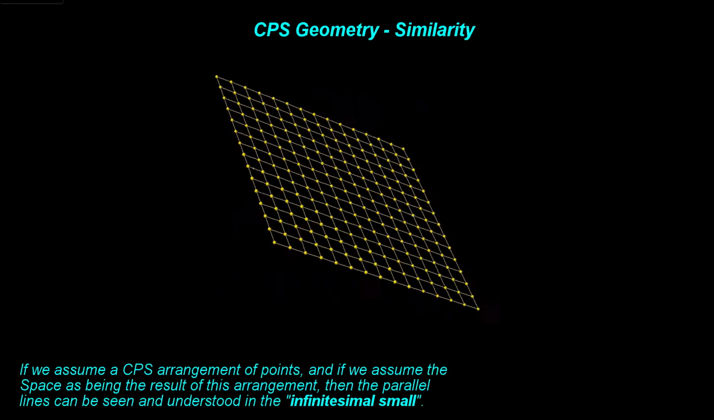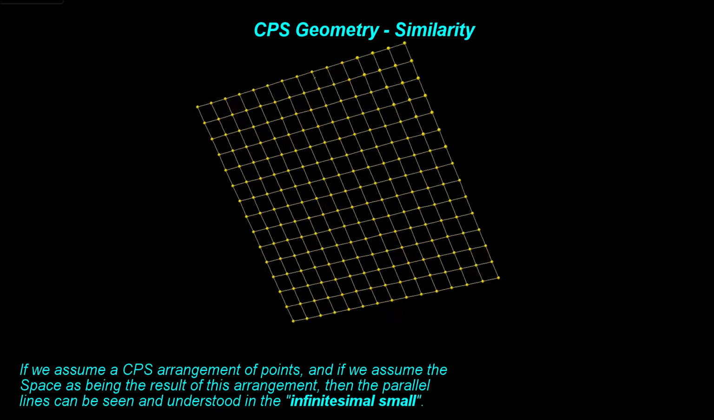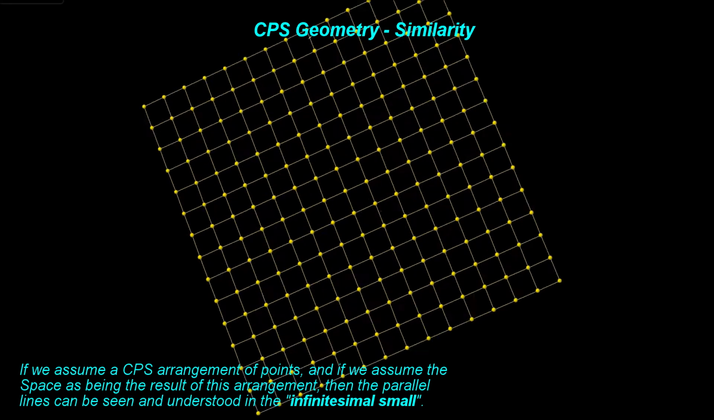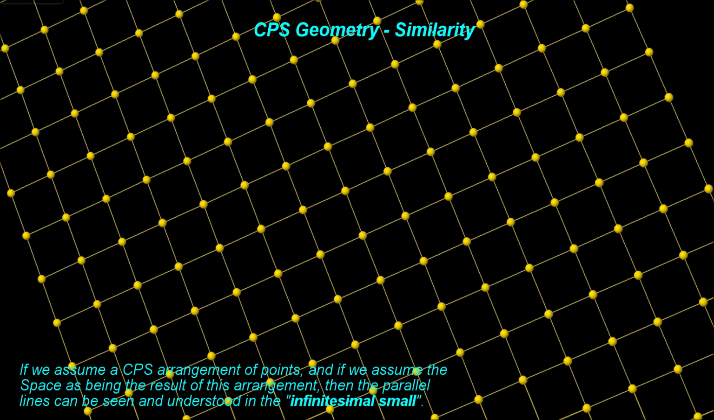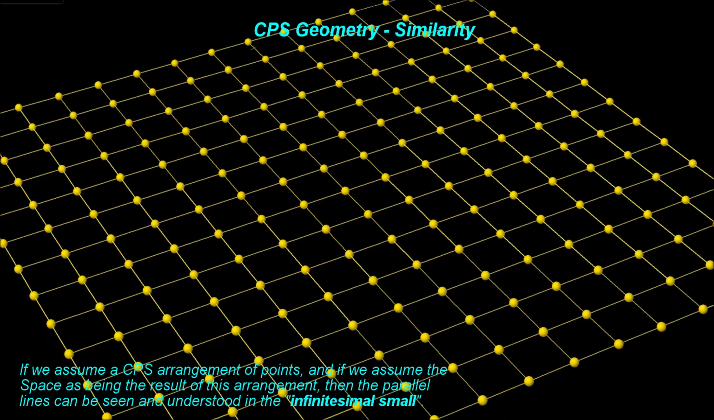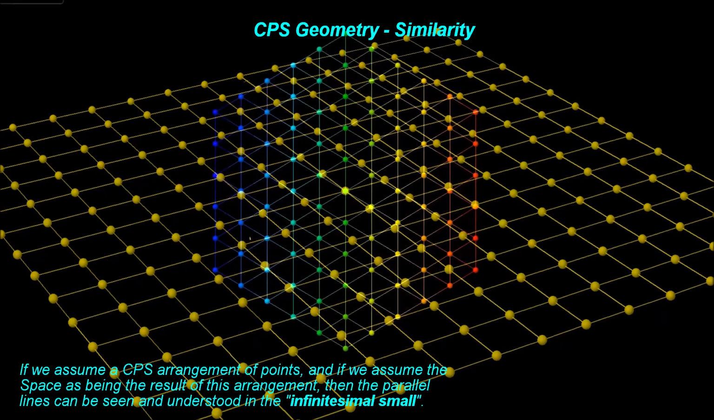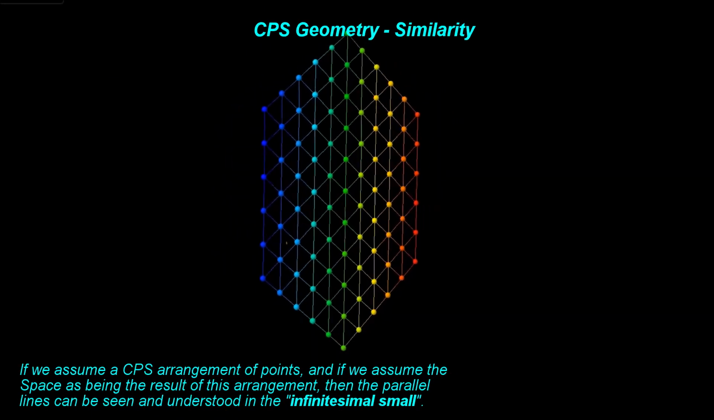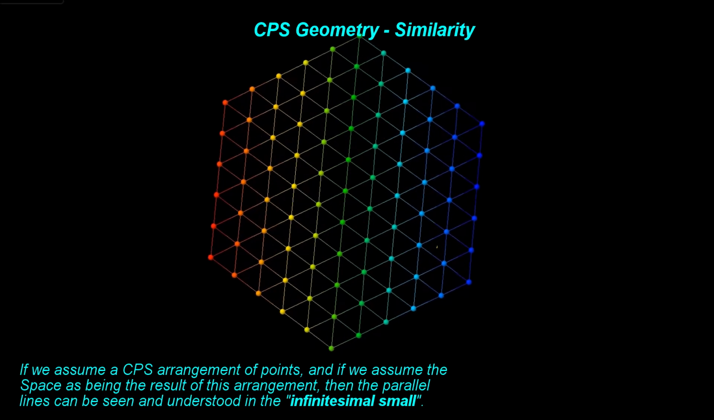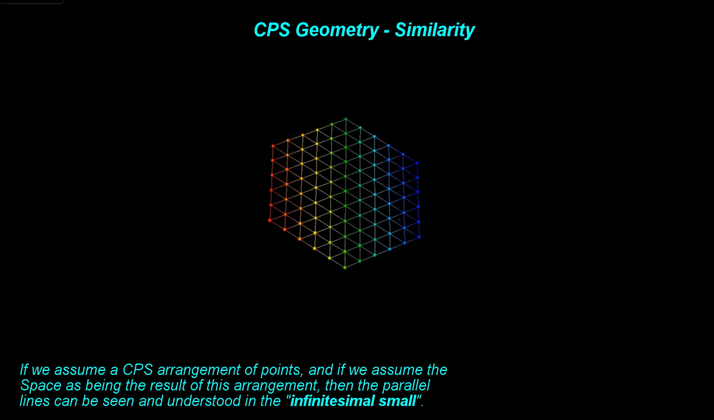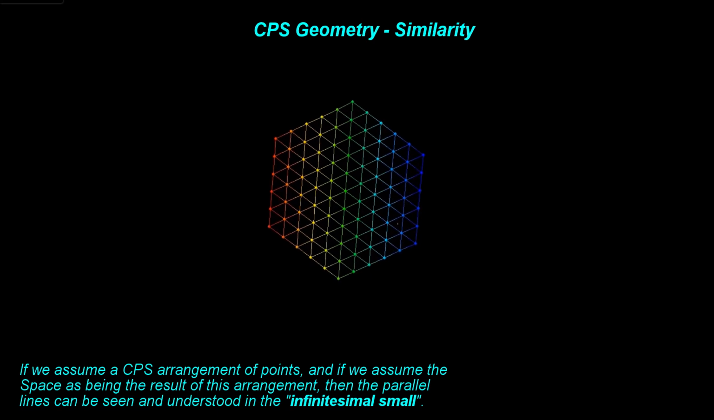What we propose now is to understand parallel lines and parallelism by looking into the infinitely small, looking into the differential. If we assume a CPS arrangement of points, and if we assume space as being the result of this arrangement, then parallel lines can be seen and understood in the infinitesimally small.